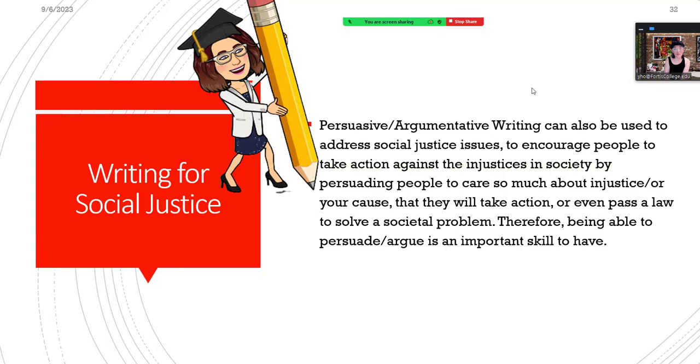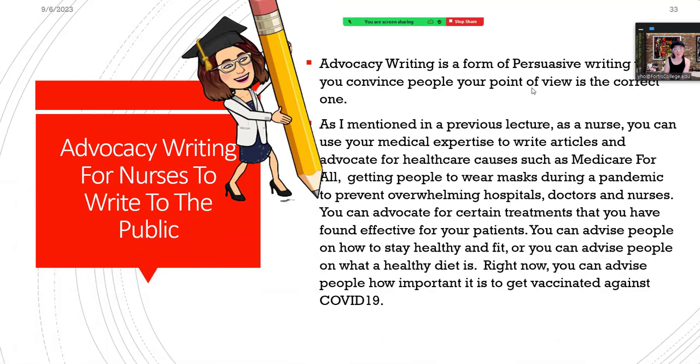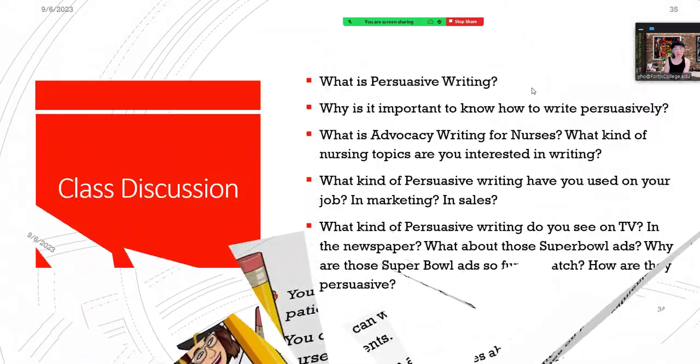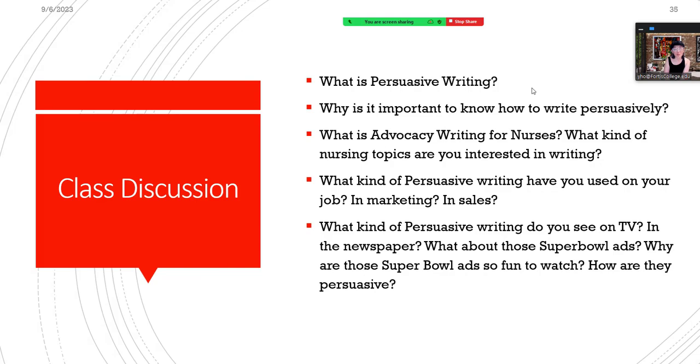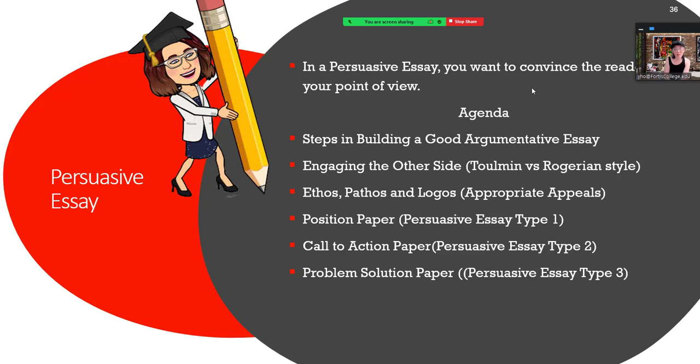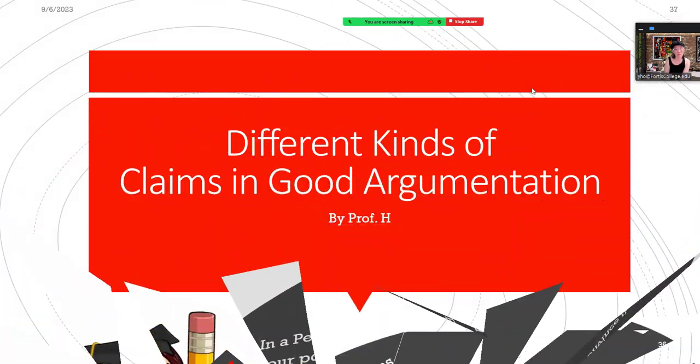And so sometimes we use argumentative or persuasive writing in order to write for social justice. Sometimes nurses will do advocacy writing to persuade people to their point of view on medical issues. And so persuasive writing is when we want to convince the reader of our point of view. So in this PowerPoint, we're going to go over how to write a good argumentative essay, how to engage the other side, ethos, pathos, logos, and then the 3 kinds of persuasive essay: position paper, call to action paper, problem solution paper.